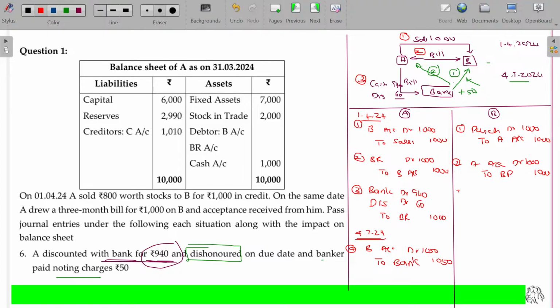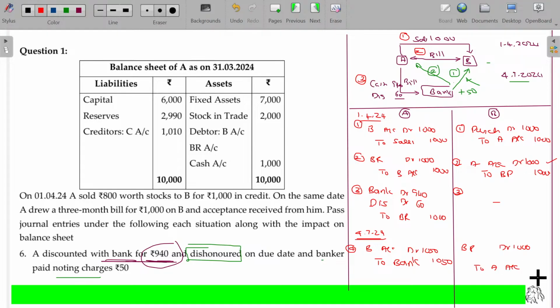Third entry, we don't have a corresponding entry. For discounting or endorsing, there is no entry in the books of the acceptor. He simply says, bring the bill and get the cash, whoever it may be. On maturity, the bill got dishonored. For dishonor, he is going to reverse the bills payable entry. So the entry being bills payable account debit 1,000 to A account.